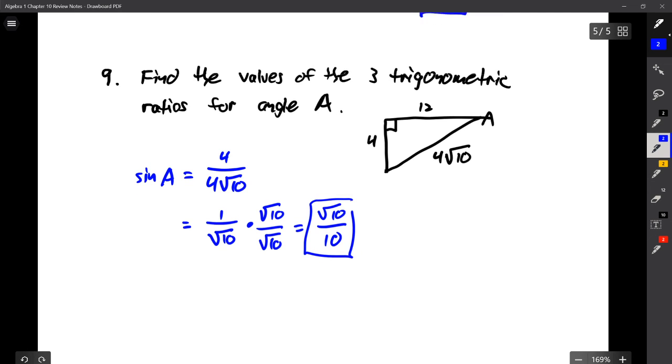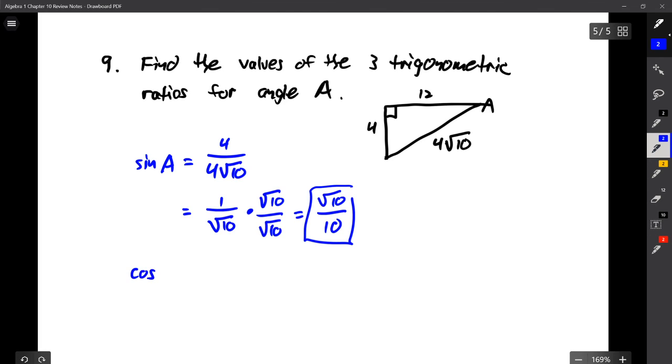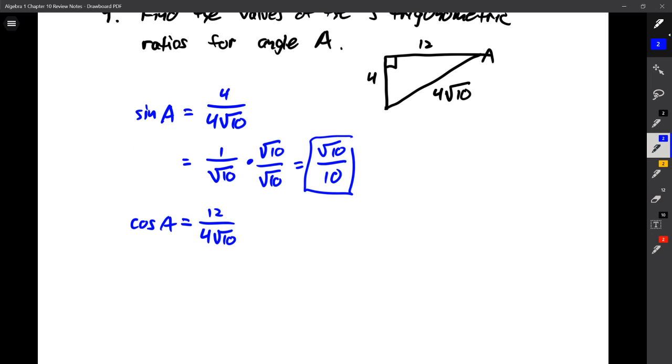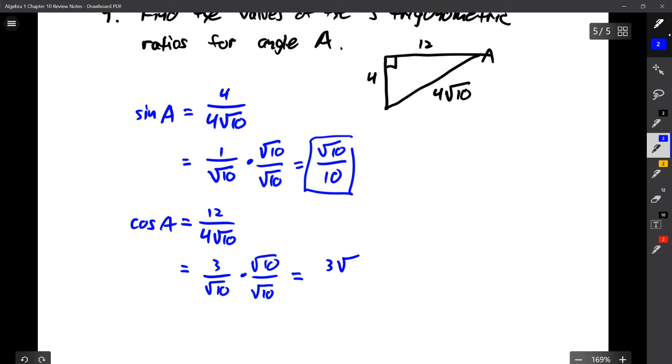So that's my sine. Cosine of angle A is adjacent, so angle A's adjacent side is 12. That's 12 over 4 root 10. Okay. Well, that simplifies to 3 over root 10. Same thing, I ought to multiply the top and the bottom by root 10. And that gives me 3 root 10 over 10.